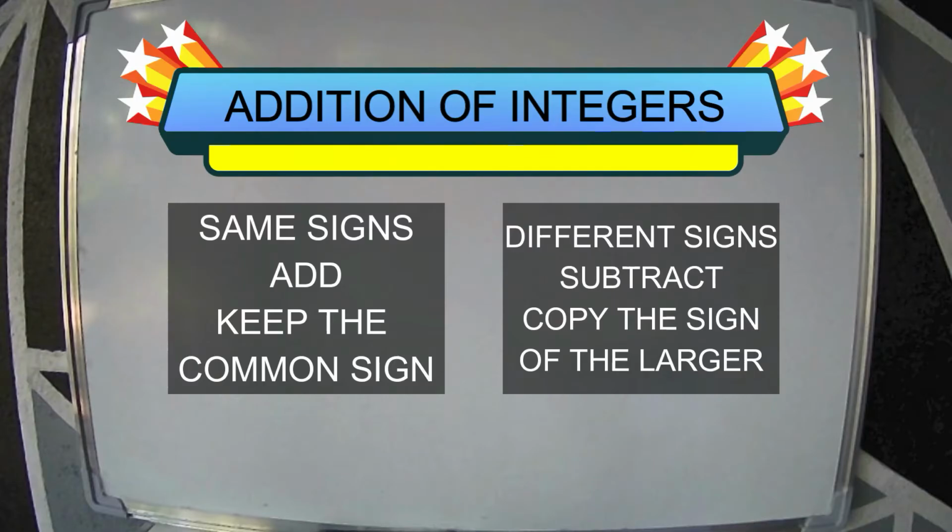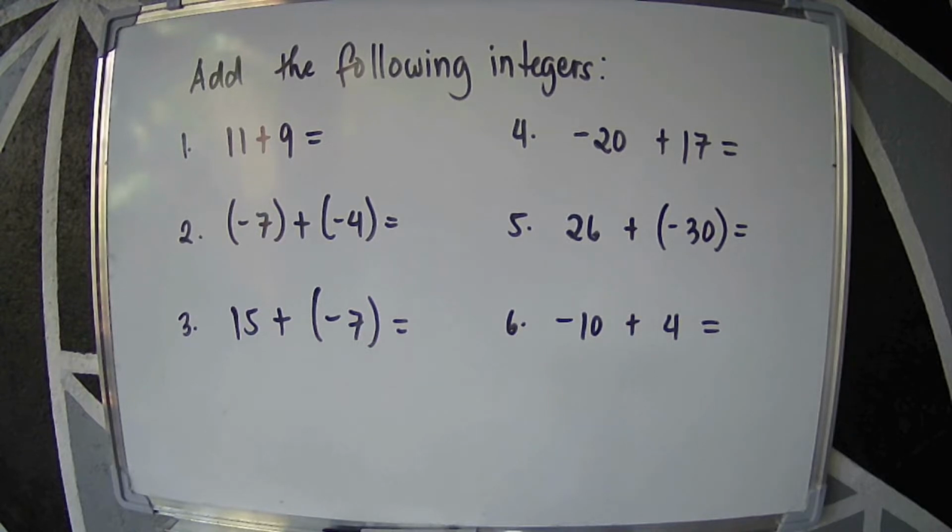In your previous lesson, you have learned how to add integers. There are rules you need to follow. Number 1, when the signs are the same, add and keep the sign. Number 2, when the signs are different, subtract and use the sign of the number with the greater absolute value. Let's try the following. Add the following integers.